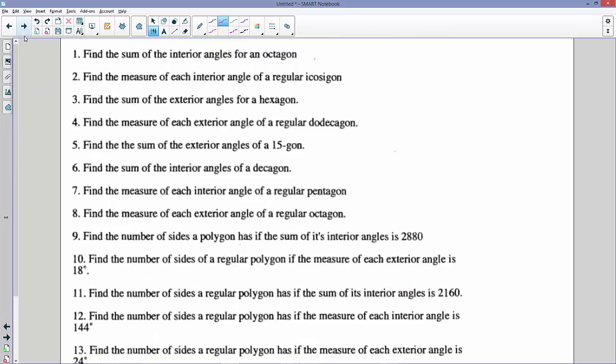Okay, next sheet. Find the sum of the interior angles for an octagon. Well, an octagon is 8-sided, so there are 6 triangles, and 6 triangles have 180 degrees each. Okay, just throw that in your calculator.